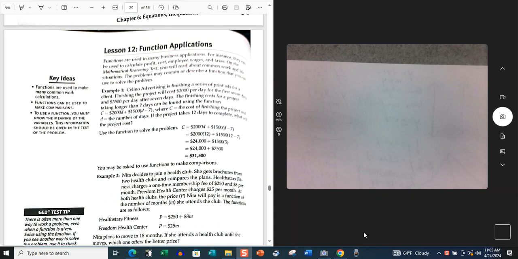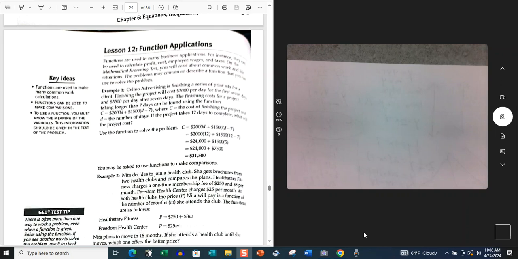On the mathematical reasoning test, you will read about common work and life situations. The problems may contain or describe a function that you can use to solve the problem. Okay, so let's look at example one.